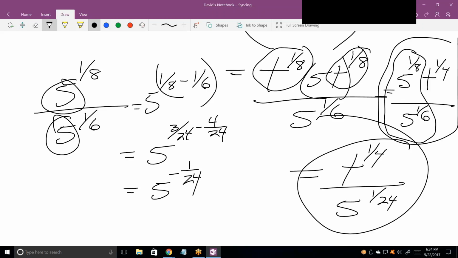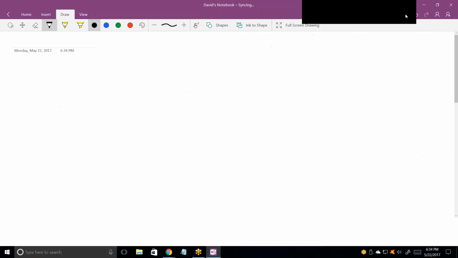Okay, so when the bases are different, you can't do anything with the exponents? Exactly. You cannot do anything with the exponents unless the bases are the same.